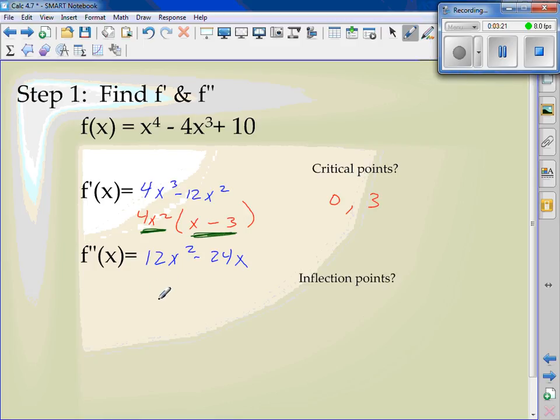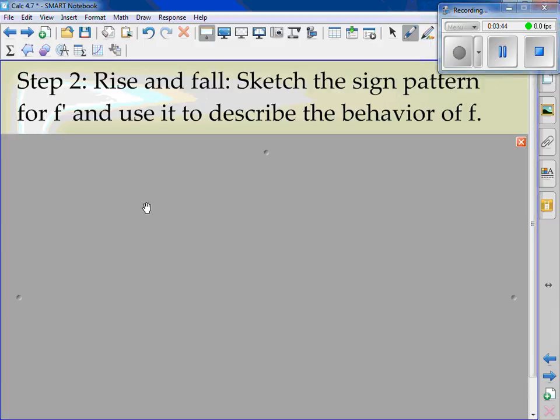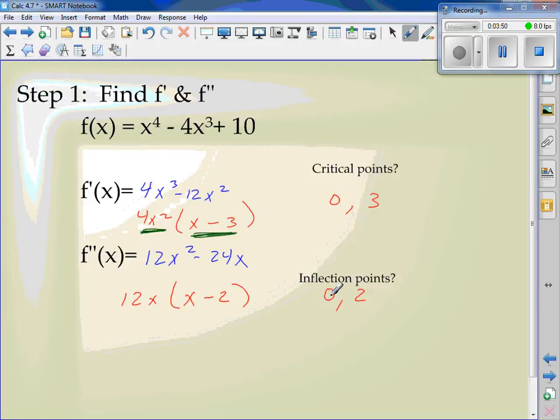For the second derivative, what do they both have in common? 12x. If I pull out a 12x, I'm left with x minus 2. So I have zeros at 0 and positive 2. Second step: we need to find the critical points and the inflection points. I have inflection, not infection this time. We get the inflection points.